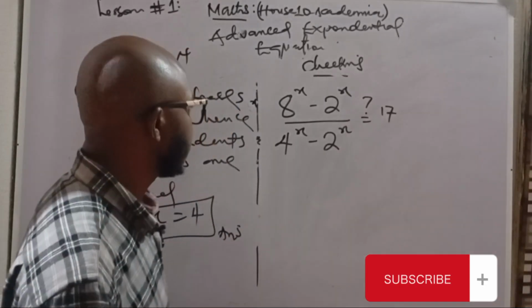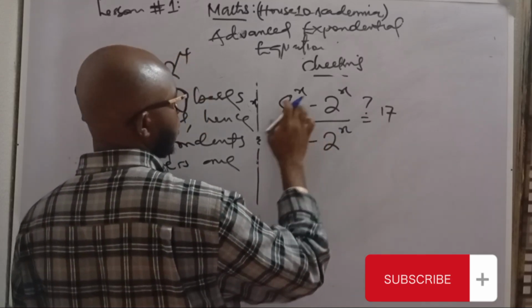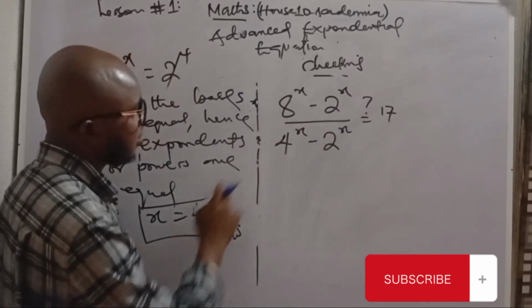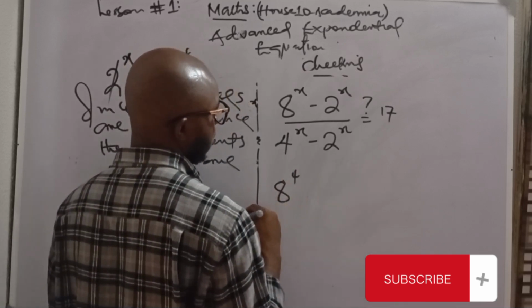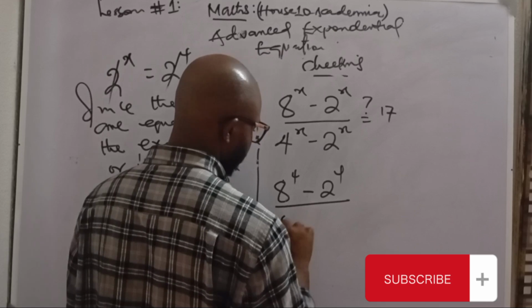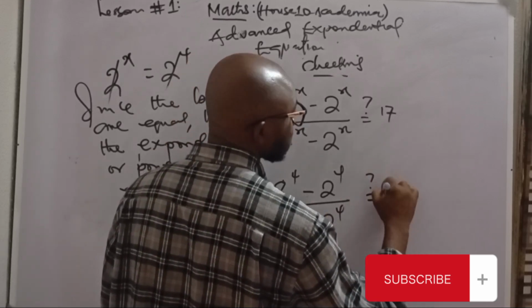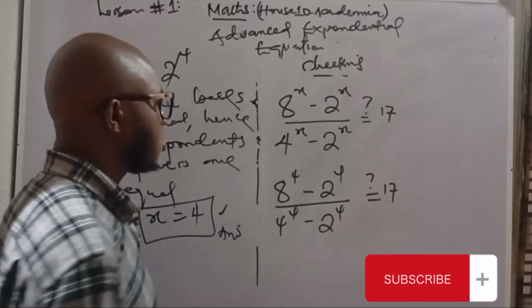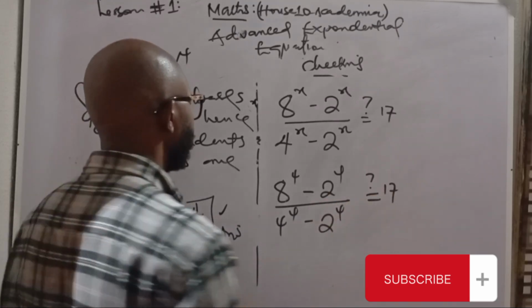So let's solve this. Okay, let's continue. Now let's substitute the value of x equals 4 into this. So we have (8^4 − 2^4) over (4^4 − 2^4). Is it equal to 17? And this is the argument, that when you solve this, I am going to obtain this as well. Let's proceed.